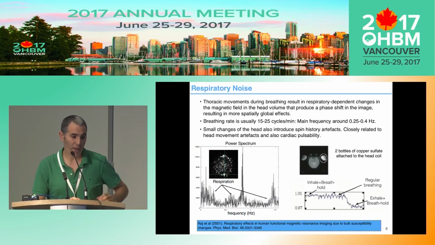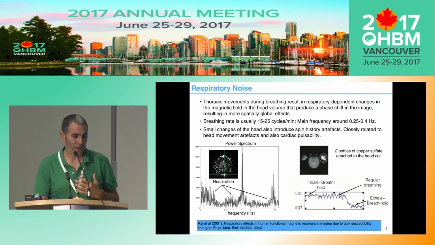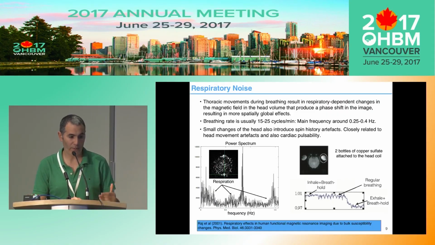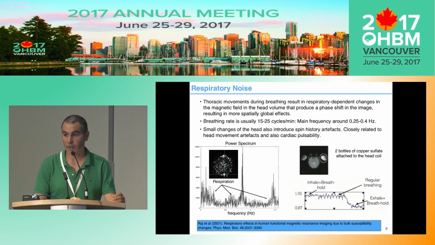Then another component of the signal is respiratory noise. So thoracic movements during breathing result in respiratory dependent changes in the magnetic field in the head volume that produce a phase shift in the image. So the effects of respiration in the signal are more global than the cardiac pulsatility. The breathing rate is around 15 to 25 cycles per minute. So the main frequency of the respiratory component is between 0.25 and 0.4 hertz. And you can see that in the power spectrum of this particular voxel.